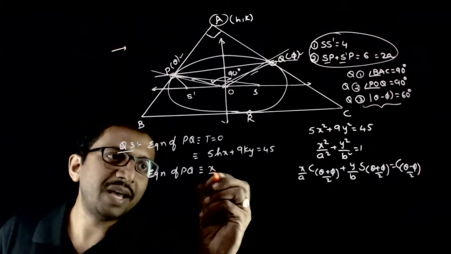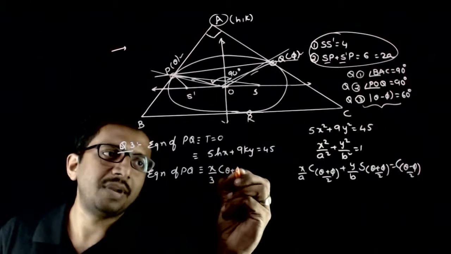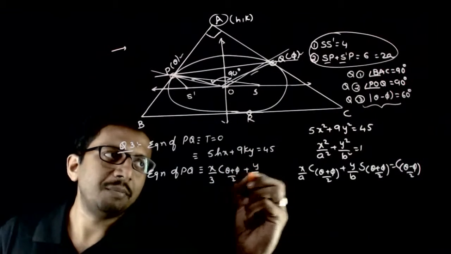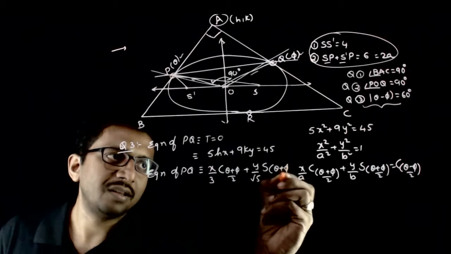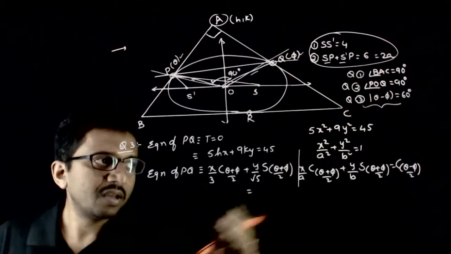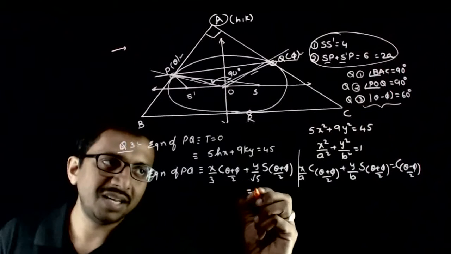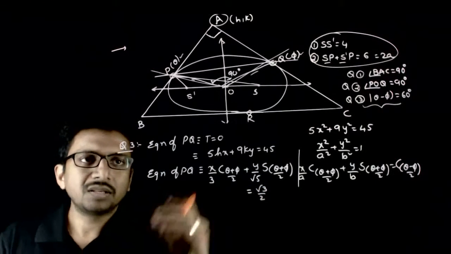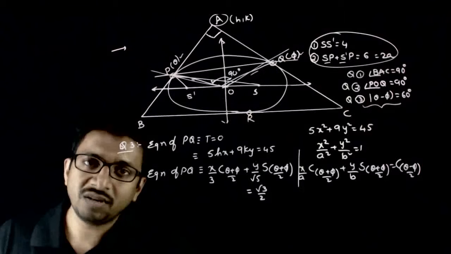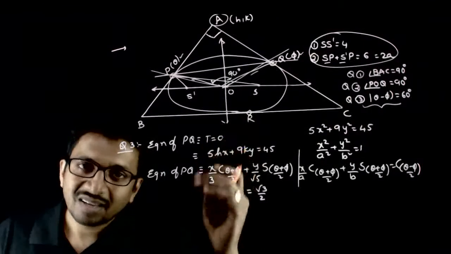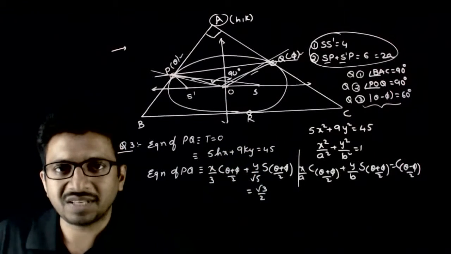So let us write the same thing. a square is 9, so x by 3 cos of (theta plus phi) by 2, plus b square is 5, so y by root 5 sin of (theta plus phi) by 2 is equal to cos of (theta minus phi) by 2. Theta minus phi is given as 60 degrees, so cos of 60 by 2 is cos 30 degrees, which is root 3 by 2. So the equation of PQ from the standpoint of A is this, and from the standpoint of the ellipse is this. Both of them have to be the same. Hence let us equate these two equations. If these two equations are the same, then the ratios of the corresponding coefficients have to be the same.